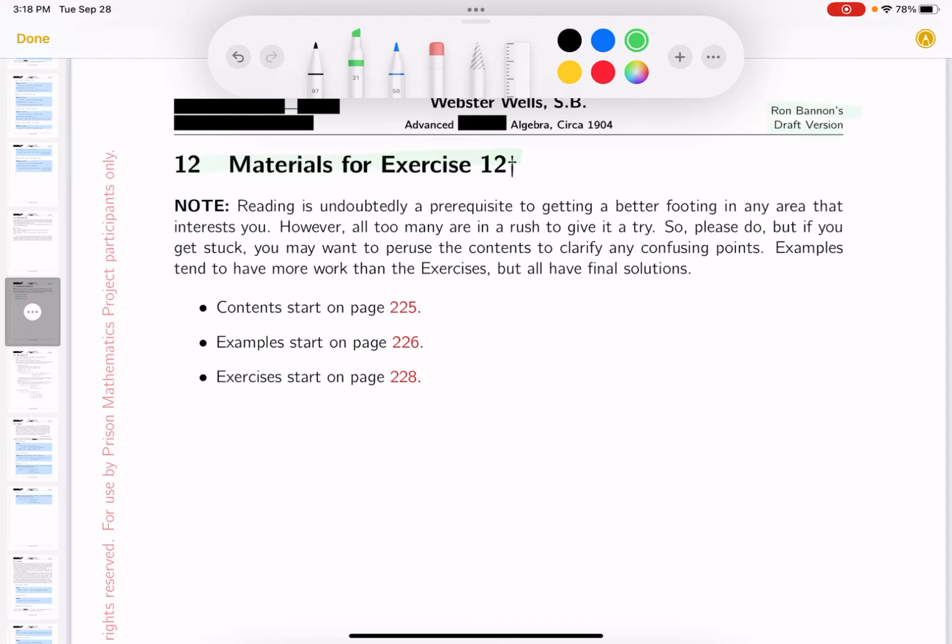Each section you're going to see contents. Each section you're going to see examples. Each section you see exercises. I would say read through the content, try to understand the examples, and then reinforce what you learned by doing exercises. It's a lot of work though, all right?